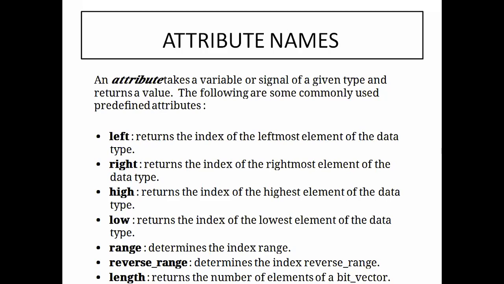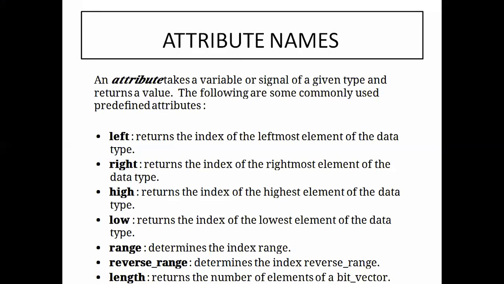What is range? It determines the index range for that particular array, whatever index range you have set. So by using this range attribute, you are able to determine the index range of that array. Then reverse range. What is reverse range? It determines the reverse index range. Whatever range you got with range, the exactly opposite or reverse order range you can identify by using reverse range.